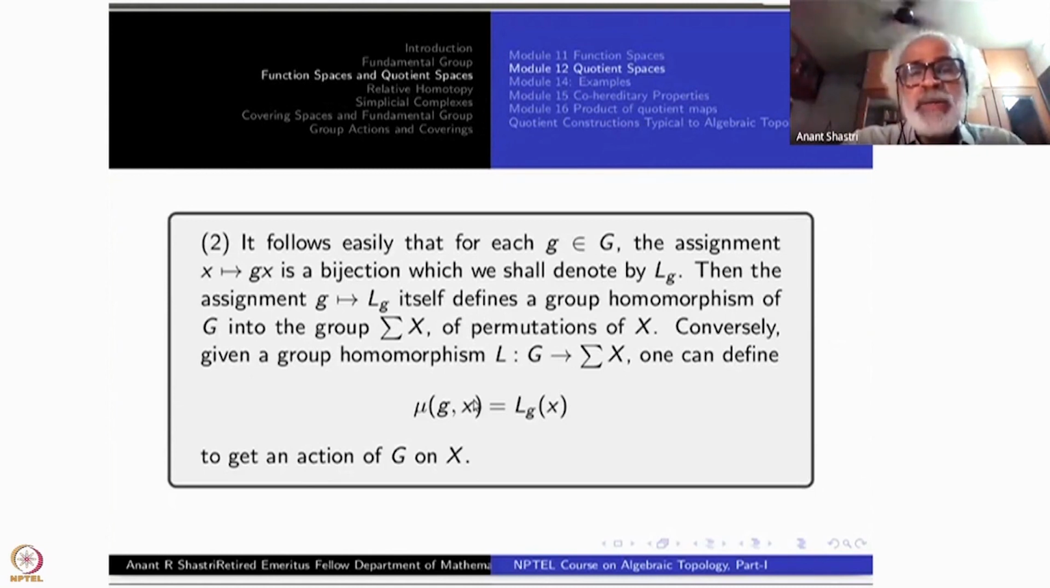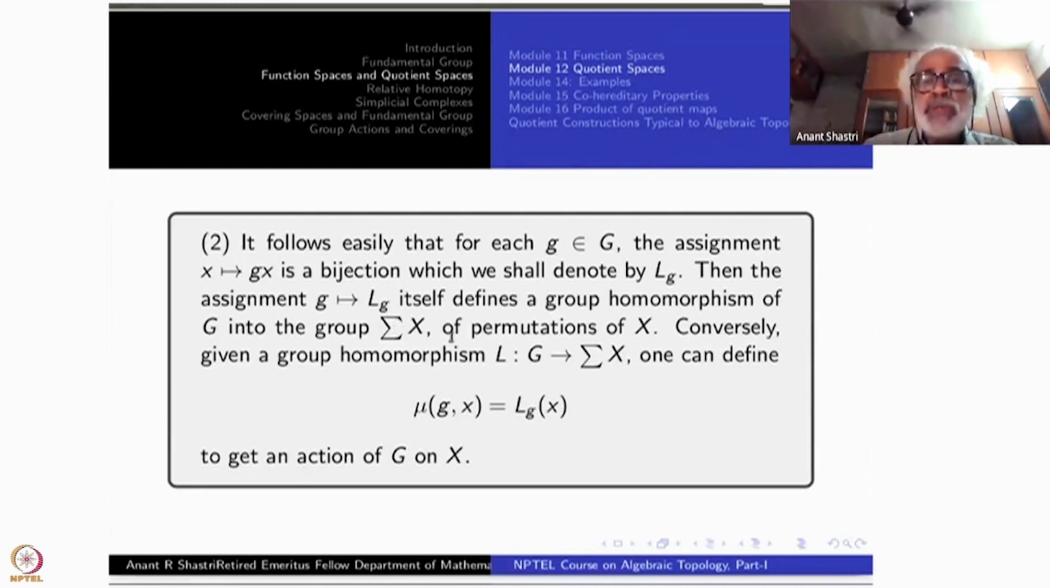So what you get is, for each g, the assignment g going to L_g defines a map from G into the permutation group, this permutation group sigma X. This itself is a group homomorphism because of the associativity. L_g composite L_h is L of gh. That's what you get, associativity. So this is a group homomorphism. So given an action, I have a group homomorphism from G into the group of all permutations of X.